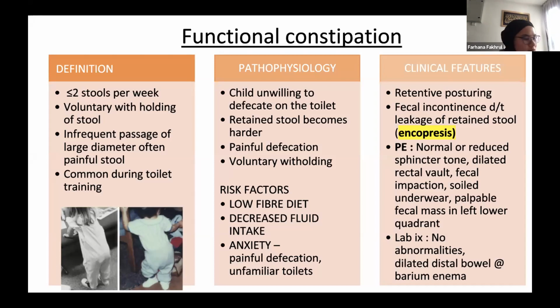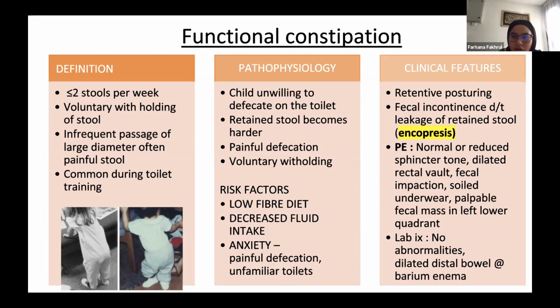Other clinical features include fecal incontinence due to leakage of retained stools, called encopresis. This is usually in chronic constipation where the rectum becomes over-distended with loss of feeling the need to defecate. Involuntary soiling may occur because of the contractions of a full rectum, which inhibit the internal sphincter.